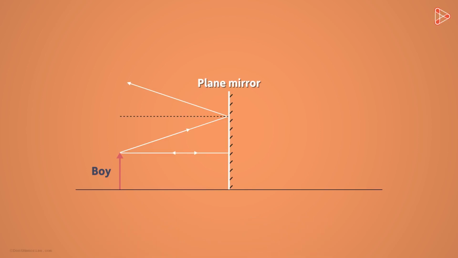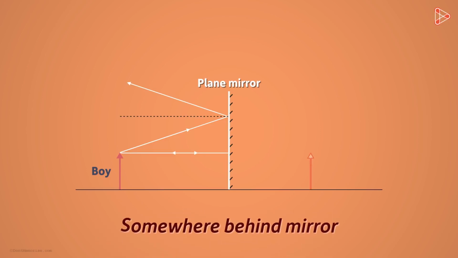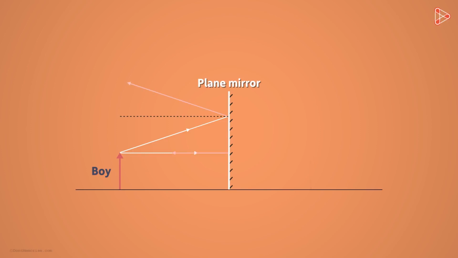But we know that the image is formed somewhere behind the mirror. So let me extend these reflected rays backwards and see what happens. We see that they meet at this point behind the mirror. And to us, this is where the top of the image appears to be. When we look at this point, it appears to us that all the light rays are diverging from this point. But in reality, there are no light rays behind the mirror. This being a smooth and shiny surface reflects most of the light back and almost no light reaches behind.